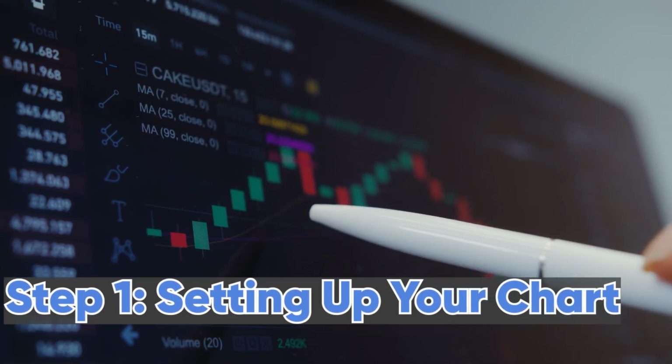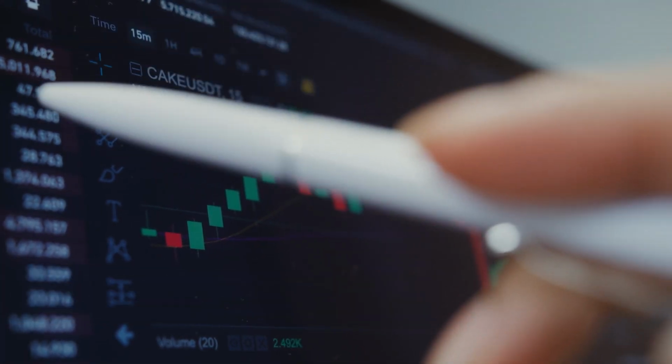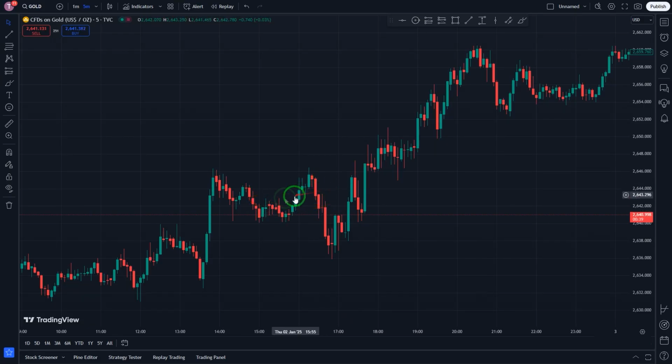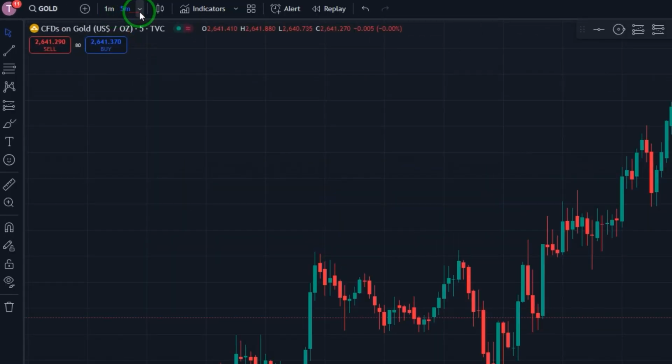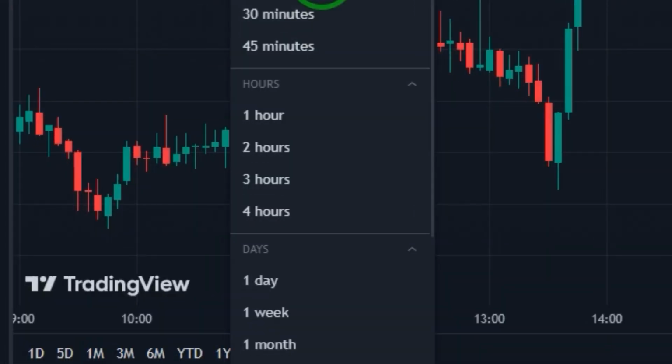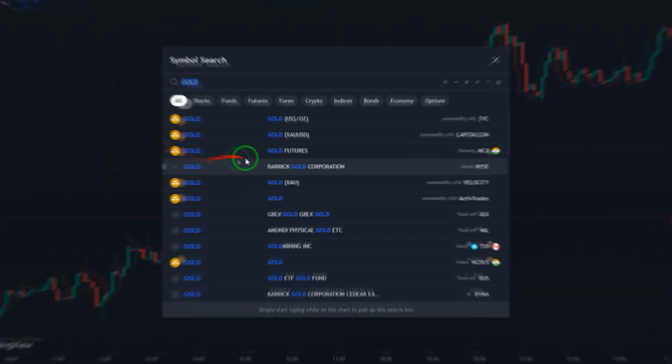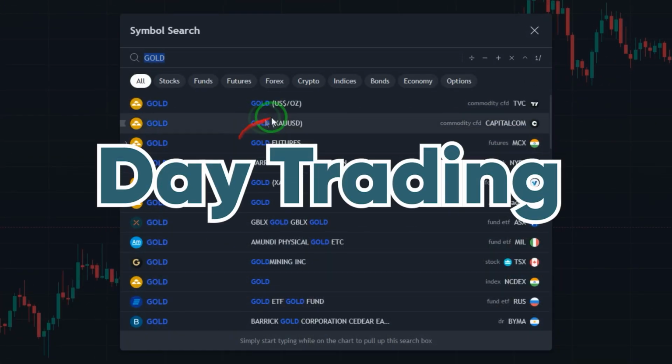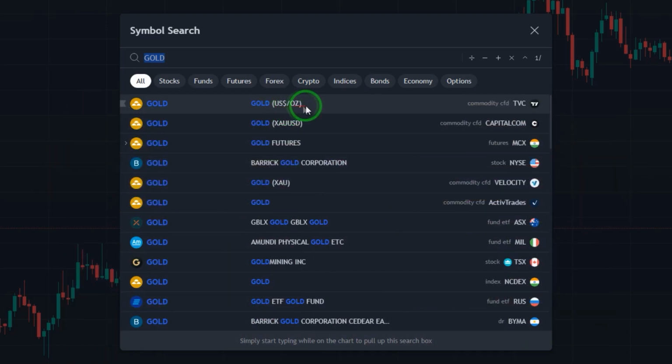Step 1. Setting up your chart. Start with a clean chart on TradingView. Choose a time frame that works best for your trading style. While this strategy is ideal for scalping on smaller time frames, it's just as effective on higher ones for those preferring swing trading. This strategy works great for day trading and swing trading across crypto, forex, or even stocks.